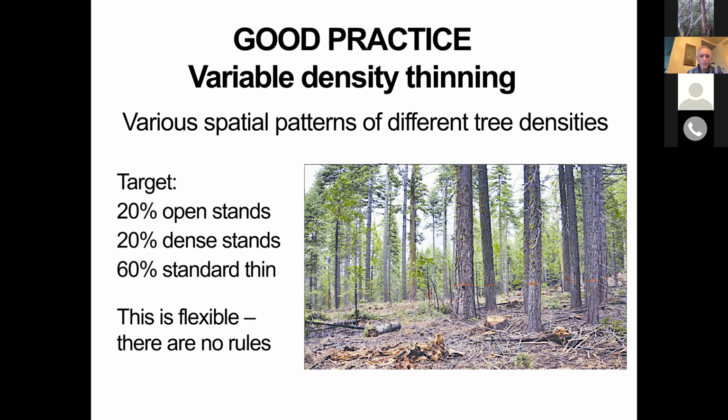But one thing that's been mentioned more often recently is this concept of variable density thinning, where we might have a certain percentage of open stands versus dense stands versus kind of a standard thin prescription across a large landscape. We don't have much scientific evidence to base these recommendations on, but we do have some intuition that this might be preferable in terms of creating some gaps to reduce fire intensity, as well as to perhaps diversify wildlife habitat for some animals. No rules, it's all flexible. A lot of people are trying different versions of this across the landscape.